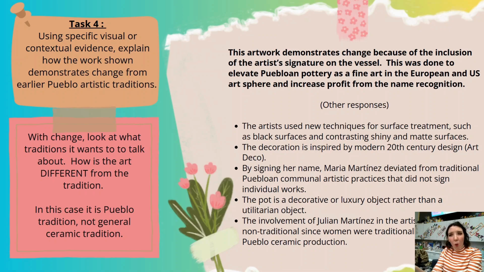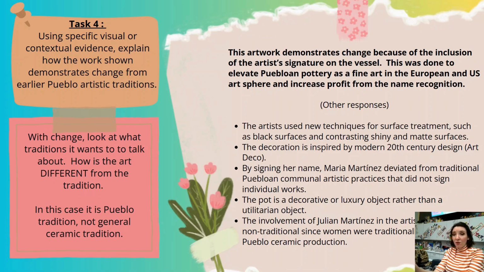I started going into the why already for my own brain. But again, just saying signature, because they didn't put signatures on their pieces, would be good points. Other examples are they're using new techniques such as the black, matte, shiny surface texture difference. The fact that the design is inspired by 20th century Art Deco. That the pot was seen as a luxury item instead of a utilitarian one. The involvement of her husband was very non-traditional because as a woman, she was traditionally responsible for the production.